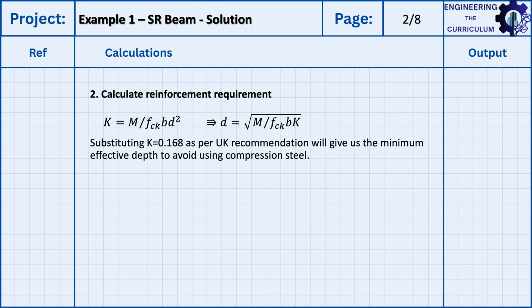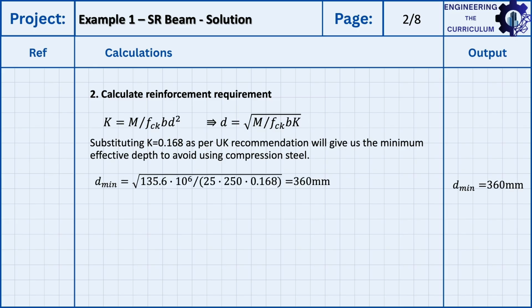Now, this would not suit if I had already been given a height of the beam. If I have the height of the beam, I then need to find if the K in that beam is suitable to be singly reinforced or if I need to do compression reinforcement. But in this case, since I've not been given height, I can find out this minimum D.